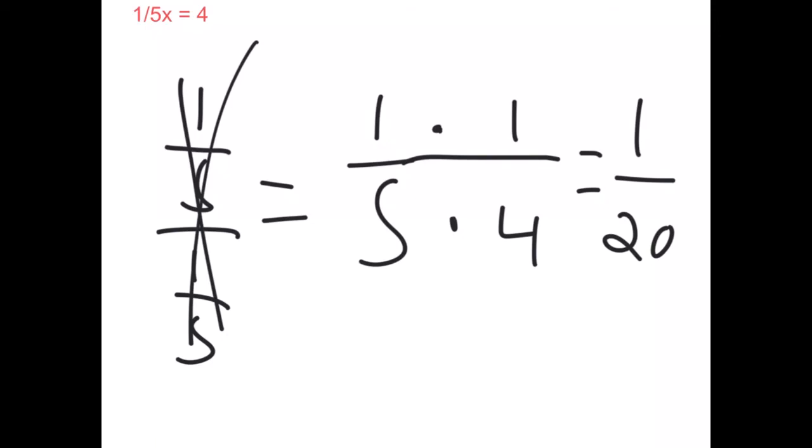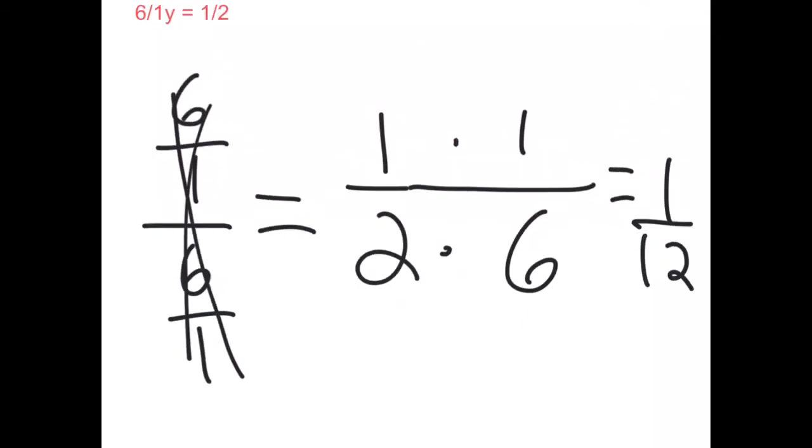Now you're multiplying, so what you need to do is you cross out the this, just like you did before, and then you go 1 times 1 equals 1, 5 times 4 equals 20. 1/20, that's your answer. Okay, for this one you did exactly what you did to the last one, so you cross those out, and then you do 1 times 1 is 1, 2 times 6 is 12, and that's all.